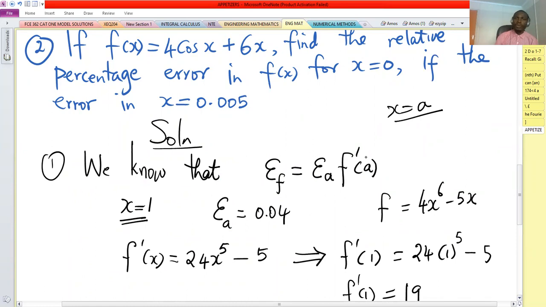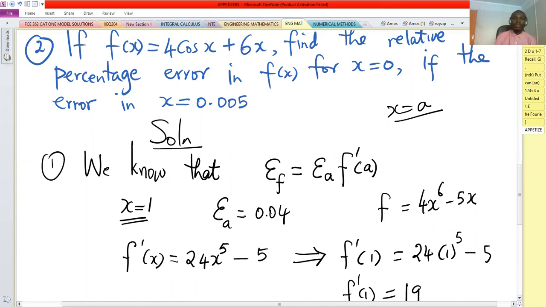So for this problem one, we want to find the error of the value of the function at x equals 1. Error at x equals 1 is 0.04. So therefore, epsilon a, which is the error at this point, is 0.04. And then the function is given by 4x power 6 minus 5x. So first, we calculate the derivative of the function. When you differentiate this, you get 24x power 5 minus 5.